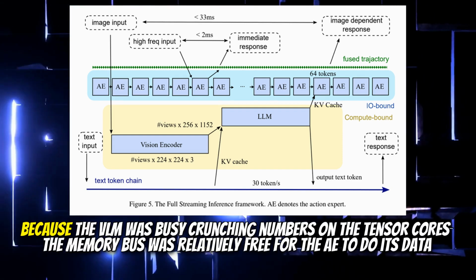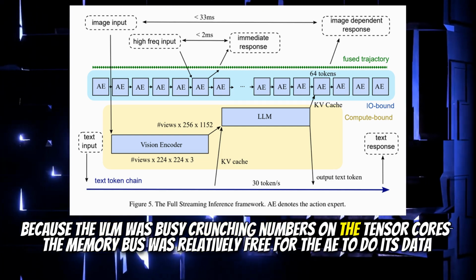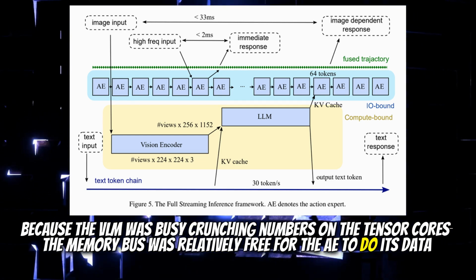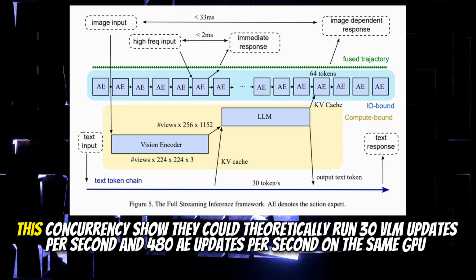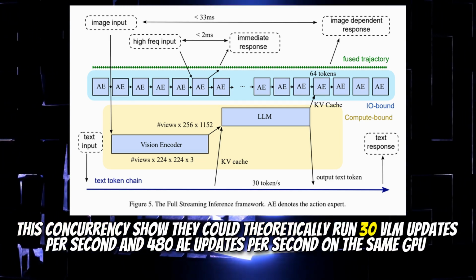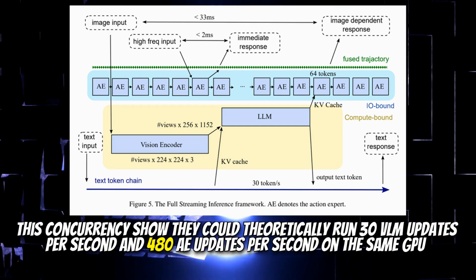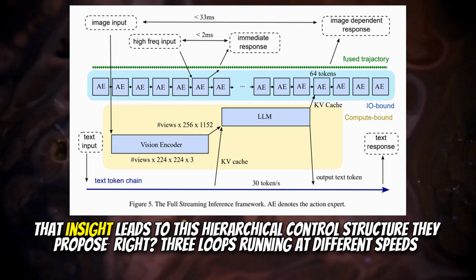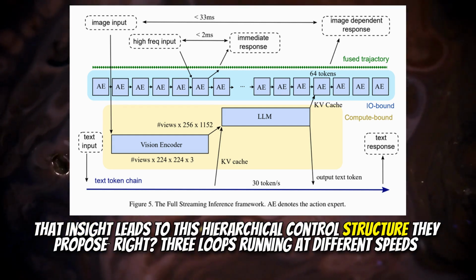Because the VLM was busy crunching numbers on the tensor cores, the memory bus was relatively free for the AE to do its data shuffling. This concurrency showed they could theoretically run 30 VLM updates per second and 480 AE updates per second on the same GPU. That insight leads to this hierarchical control structure they propose, right?